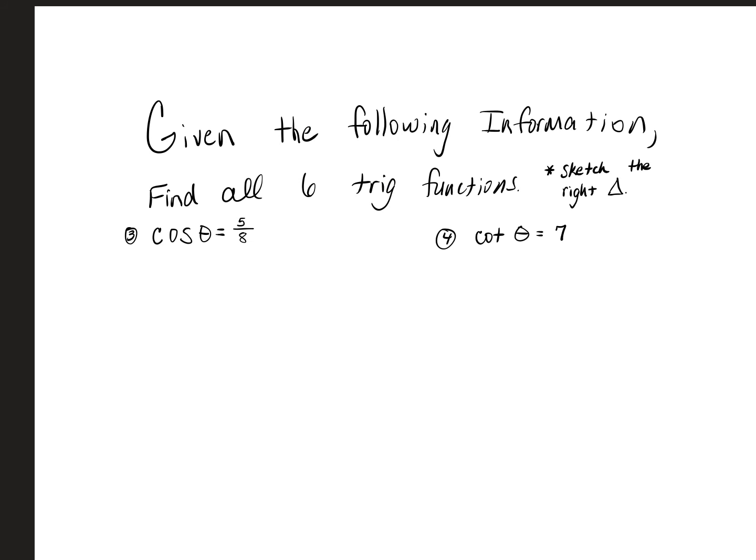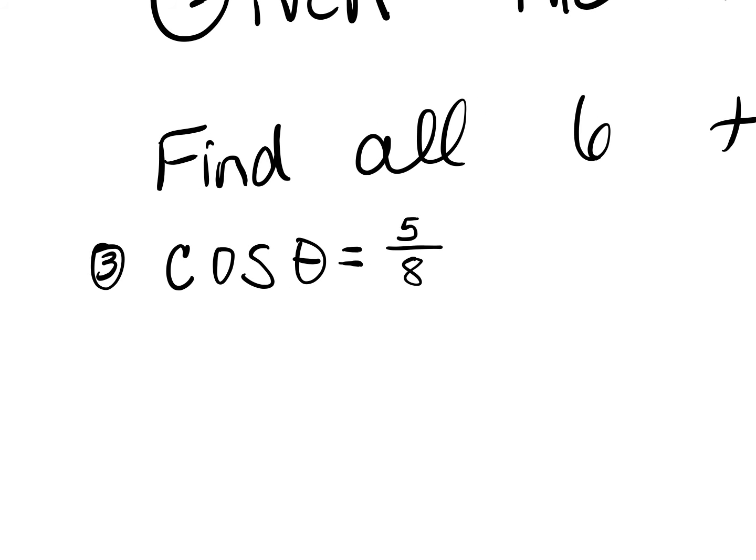Questions? It says, given the following information, find all 6 trig functions. Well, they didn't give me a triangle, did they? No, but they gave me some information. They gave me 2 pieces of information. What is cosine of a triangle? It's adjacent over hypotenuse, correct? So I can sketch my own little right triangle. Does it matter where I put my right angle? No. Does it matter where I put my theta? No. I can put it at the bottom right or the top. That's fine. What matters is where I put my numbers, correct?